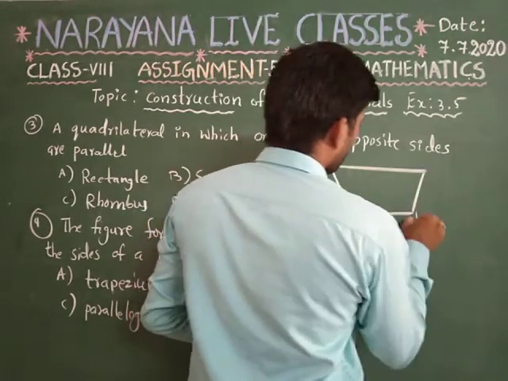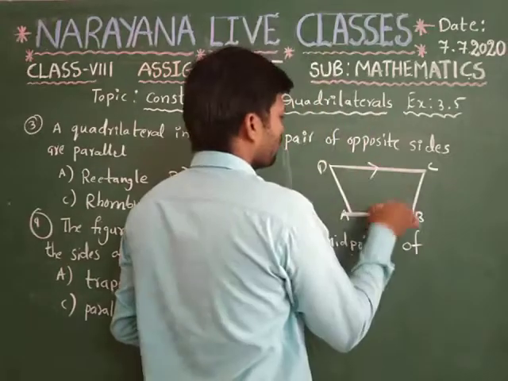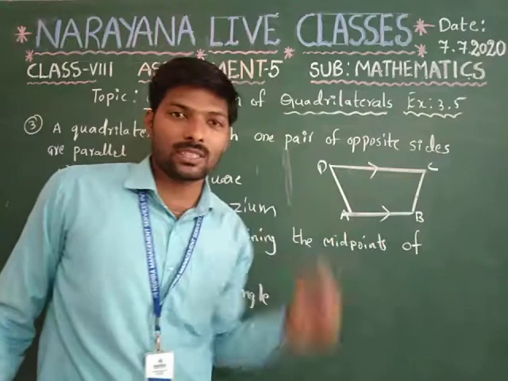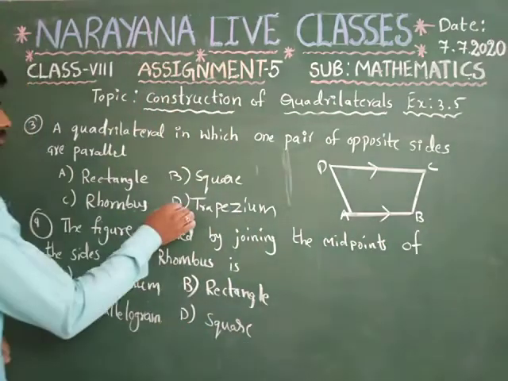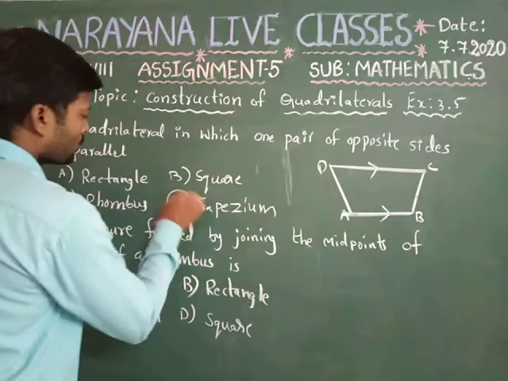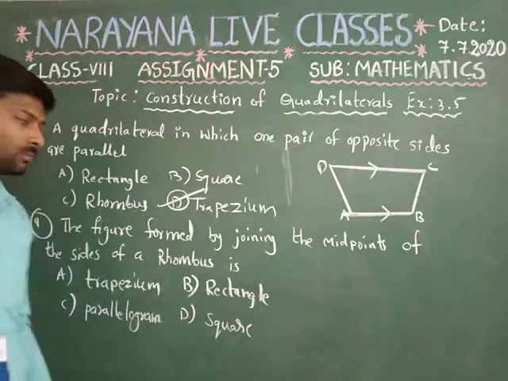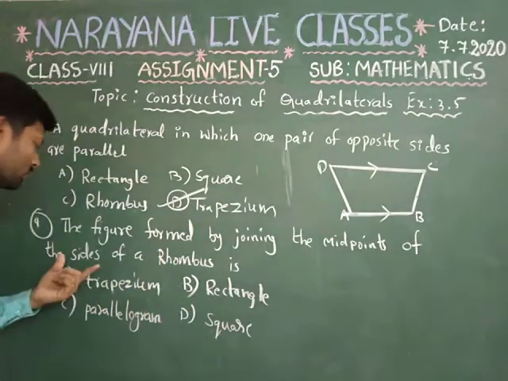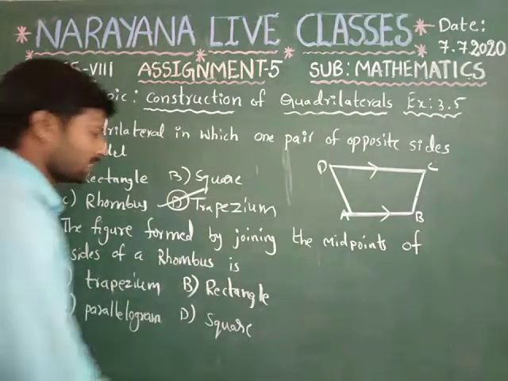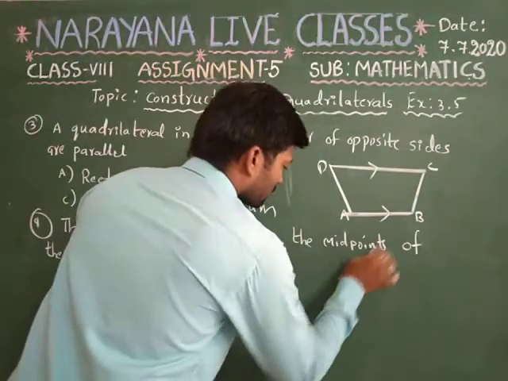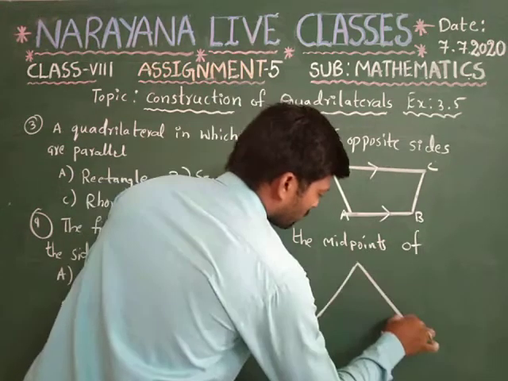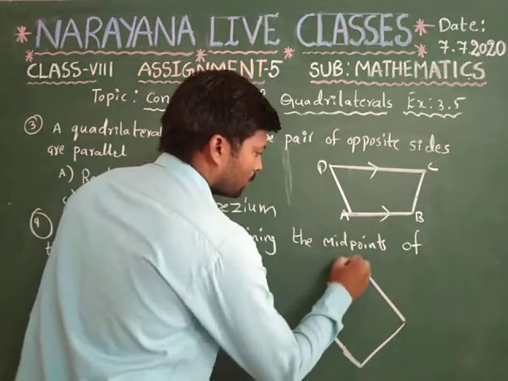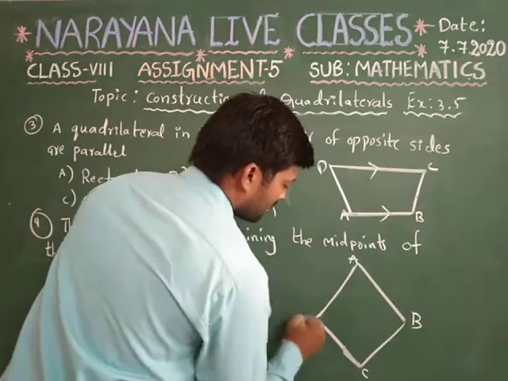Trapezium, that is A, B, C, D. Now only one pair of sides are parallel and the remaining two are non-parallel sides. So for this I can say the trapezium, the fourth option, is the right option. Second, the fourth one: the figure formed by joining the midpoints of the sides of a rhombus is. Let's draw a rhombus, rhombus ABCD.